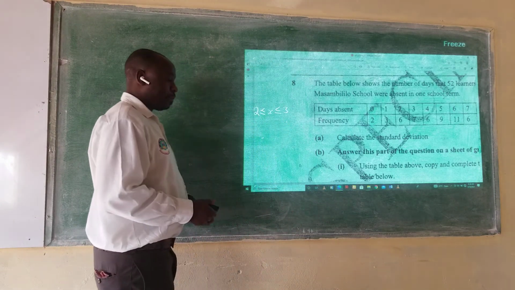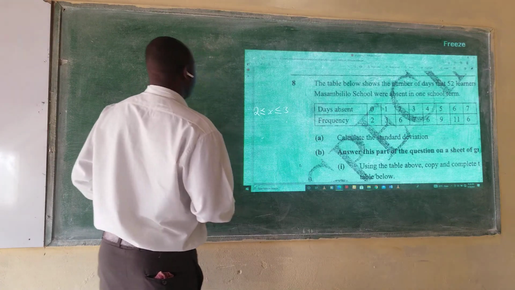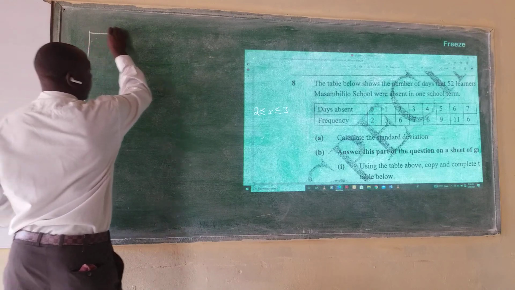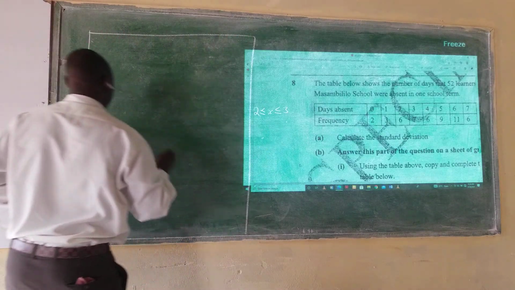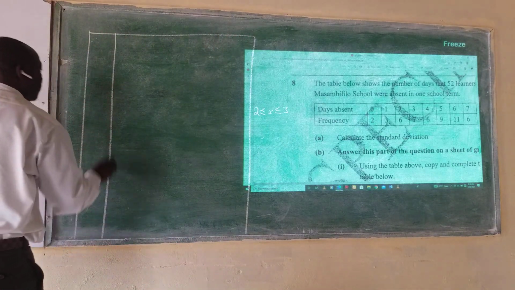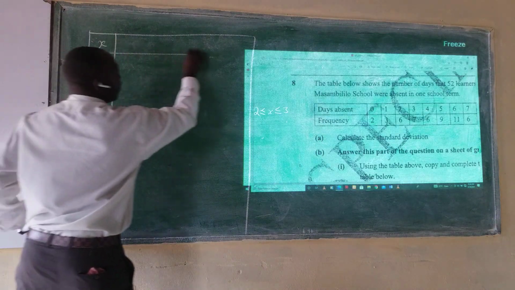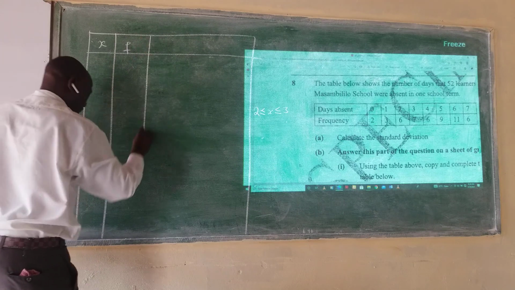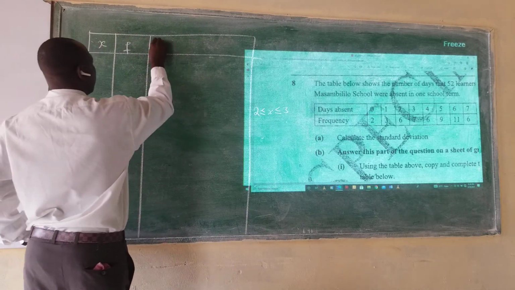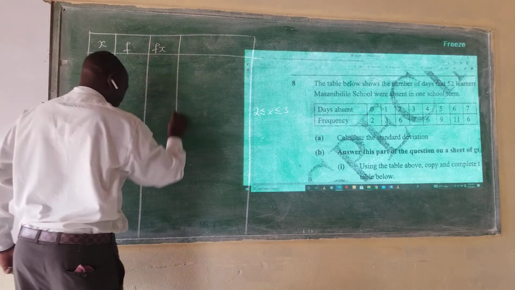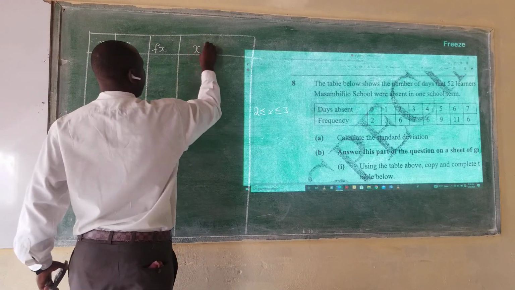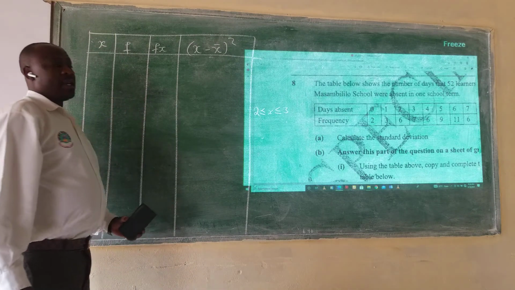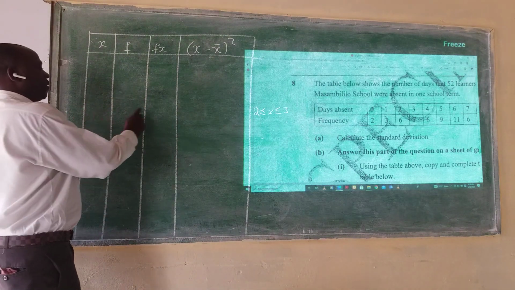So let's begin. The way we do standard deviation, you first draw a table. In this table, we are going to need a column for x, a column for frequency, a column for fx, and a column for (x − x̄)². So these are the columns that we are going to need.